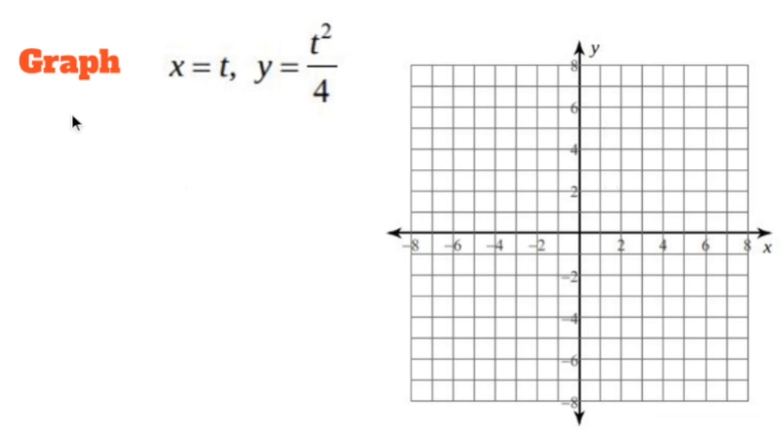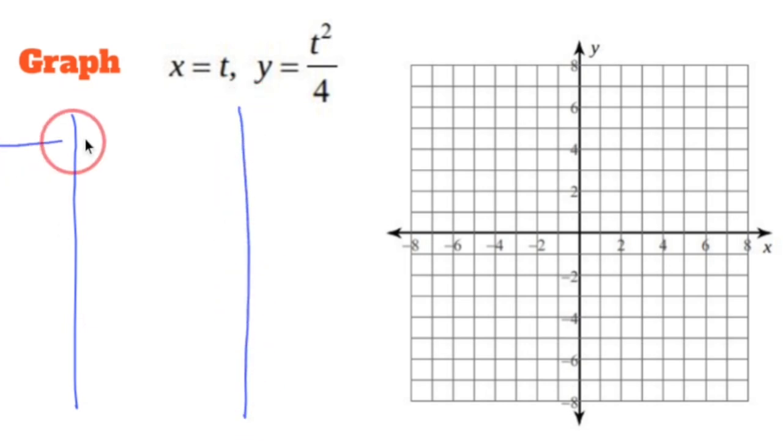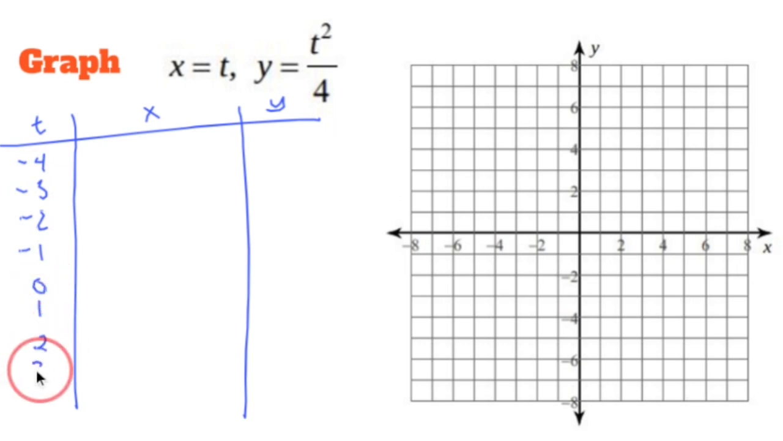So I'm going to make a table like so. I'm going to pick a bunch of t's, get a bunch of x's and a bunch of y's, and that's going to give me points to graph. I'm going to use -4 and then work my way up. So -4, -3, -2, -1, 0, 1, 2, 3, 4. Why I chose those numbers, I don't know. But I guess we'll see if it works out.